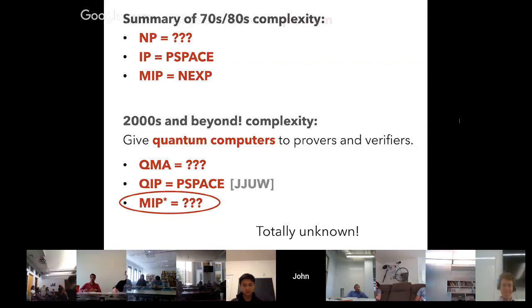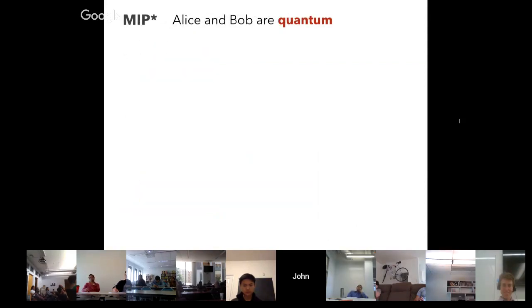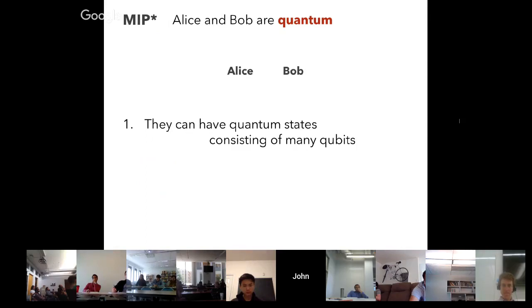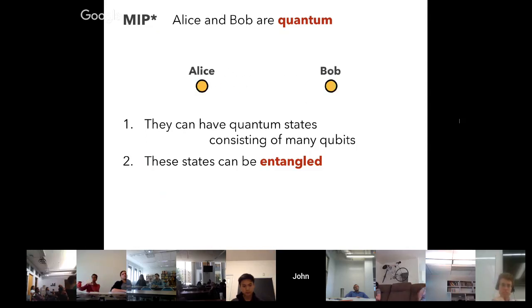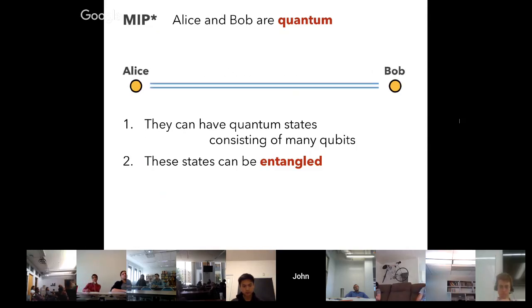Okay, so how do you define MIP star? This is a variant of MIP where you allow Alice and Bob to be quantum. So what does that give them? That gives them the power to have quantum states. Each of them in this model is allowed to have their own quantum states consisting of basically as many qubits as they want. Before the protocol starts, they can entangle their states, so do some sort of operation that entangles the states. And this means that now the states are correlated in a weird quantum way. When the MIP protocol starts, of course, they're going to be separated so that they can't speak to each other, but the entanglement remains.